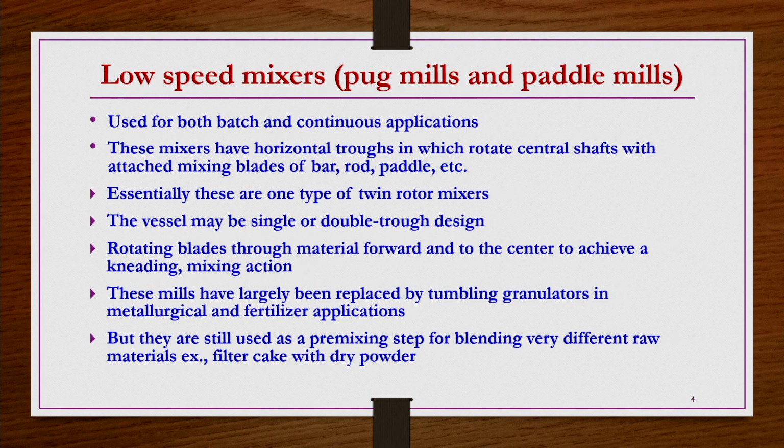However, they are still used as a pre-mixing step for blending very different raw materials. Let us say you need to do mixing between two very different types of material, then the mixer granulators are found to be very efficient. Something like filter cake and dry powder. One is the filter cake, a pastry-like thing, and the other is a dry powder. These two are very different in nature, and if you want to mix them together, then this kind of mixer granulator is found to be very efficient.